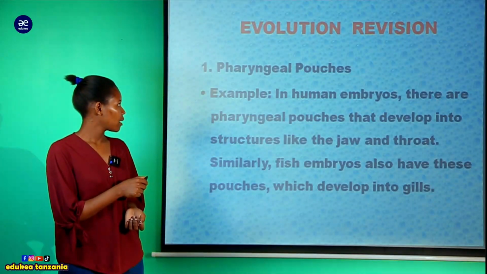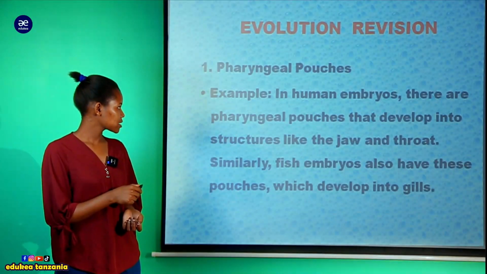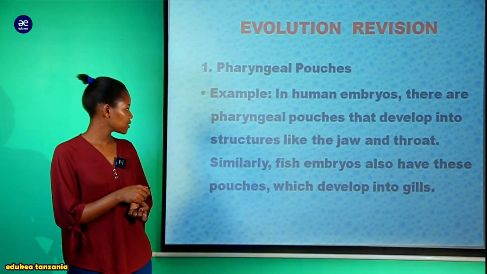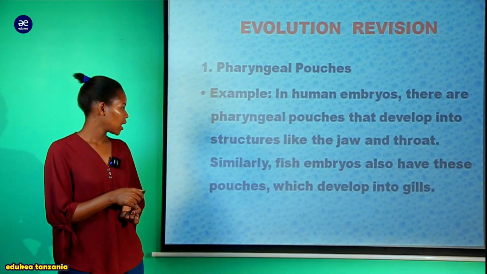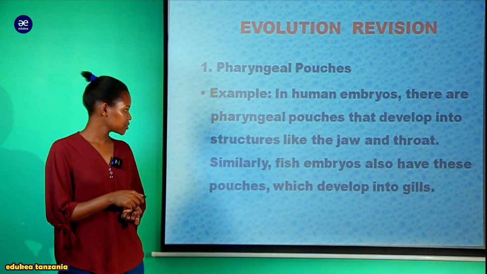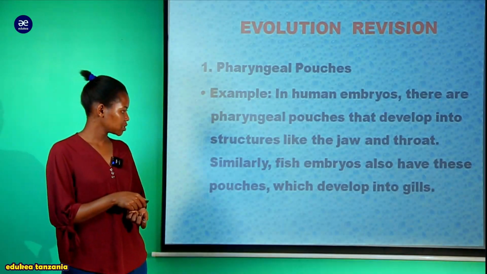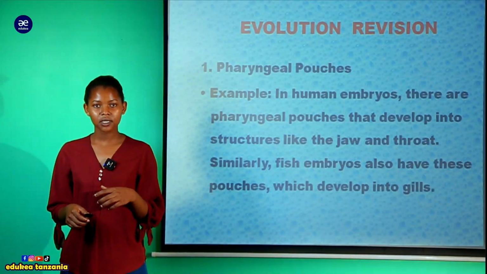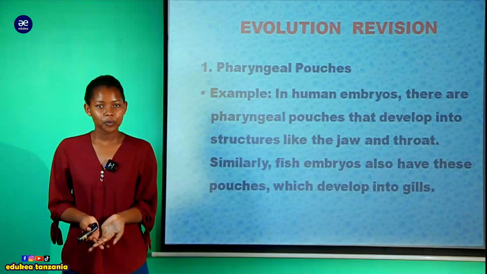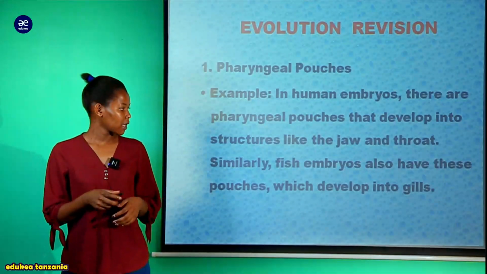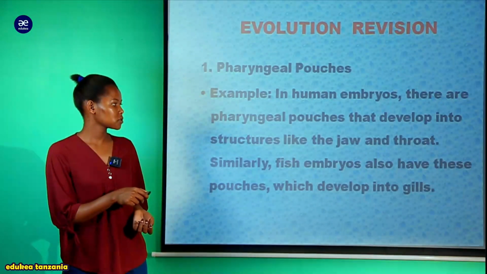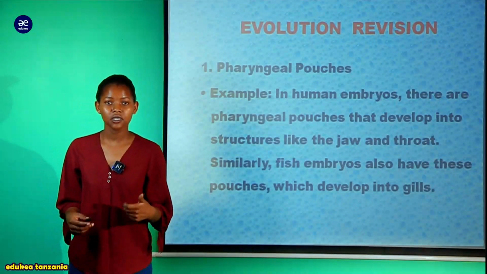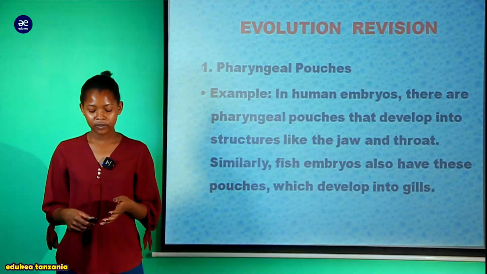We are starting with pharyngeal pouches. Example, in human embryos, there are pharyngeal pouches that develop into structures like the jaw and the throat. Similarly, fish embryos also have these pouches which develop into gills. Tunapozungumzia pharyngeal pouches ni through the mouth there is pharynx. So these pharyngeal pouches katika human tunaona kwamba zinakuja kudevelop into jaw and throat, but katika fish nako katika embryo stage ipo ambayo inakuja kudevelop into gills.